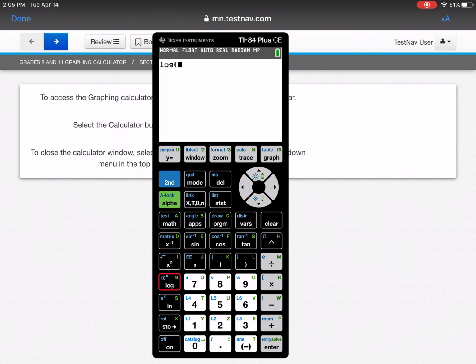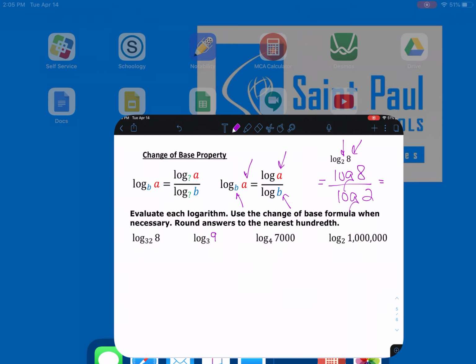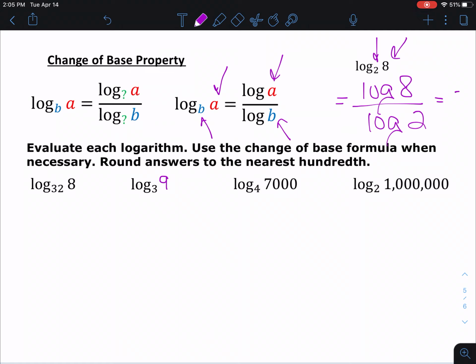So I'm going to go log 8. Now here you've got to remember, don't forget to close the parenthesis. If you do, you're going to get it wrong. Divided by log 2. Close parenthesis, and that's 3. Now that fits with what we had in our heads. So this is 3. This is nice for problems that maybe you don't see quite as obviously, and you don't always have to use change of base, but it's just a good way to check.